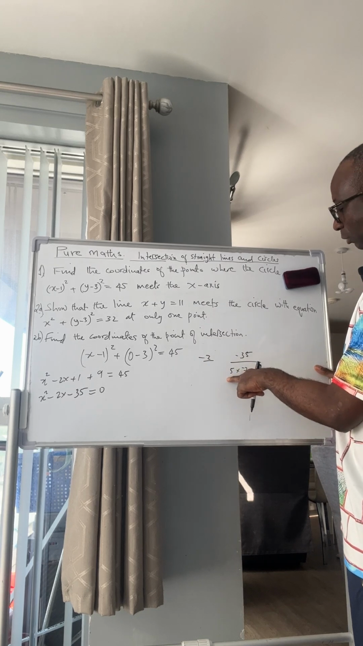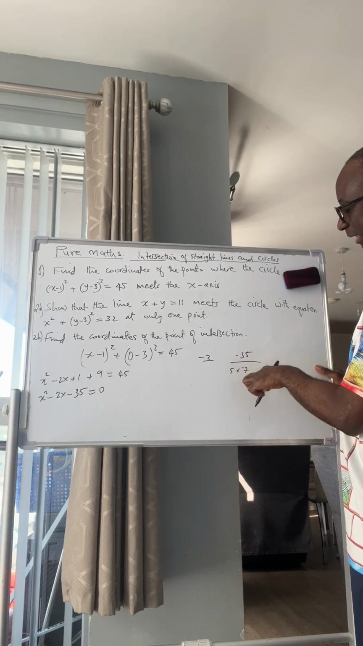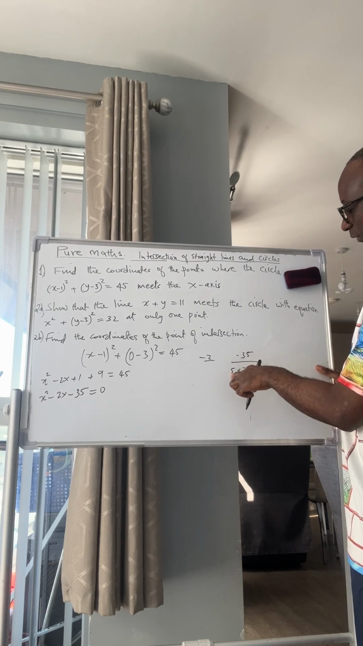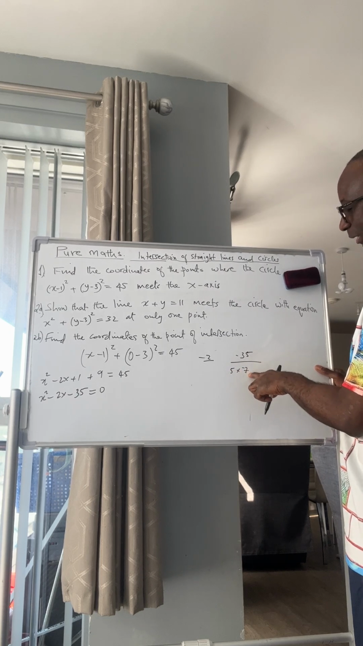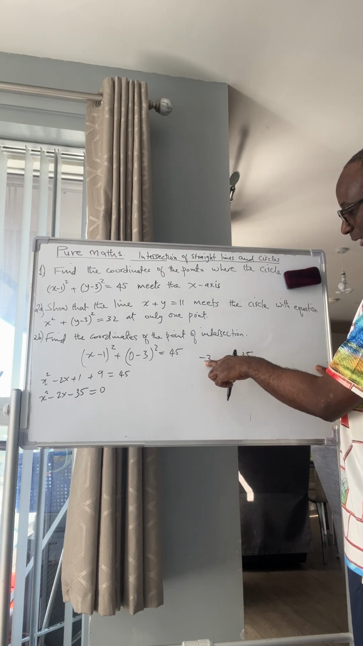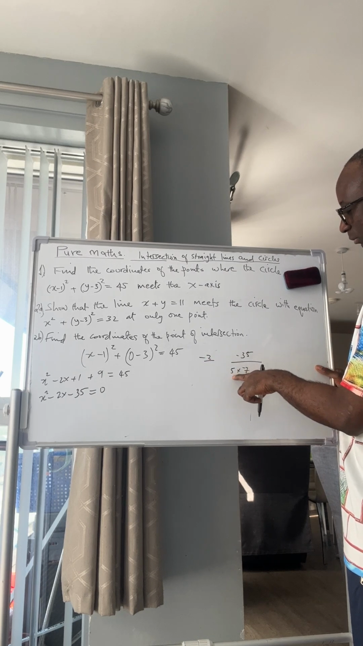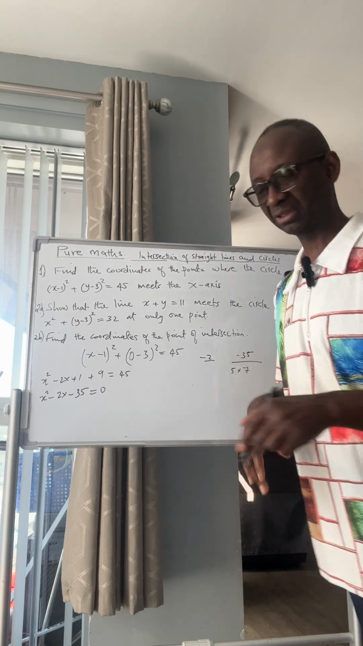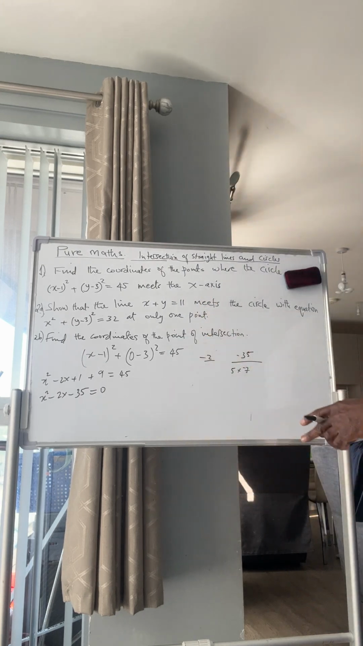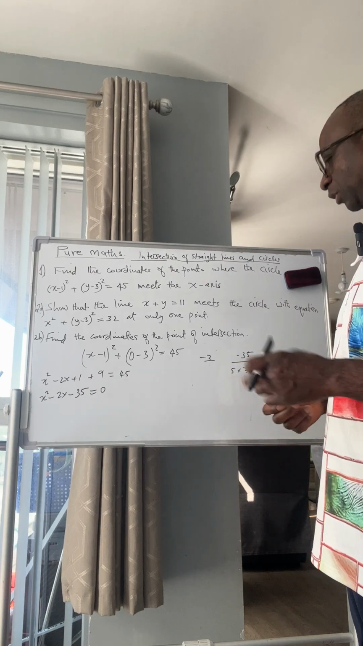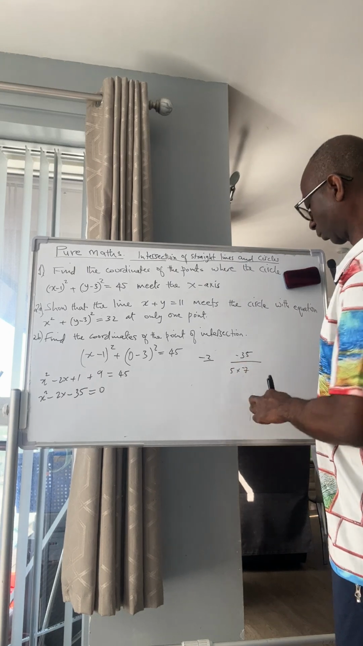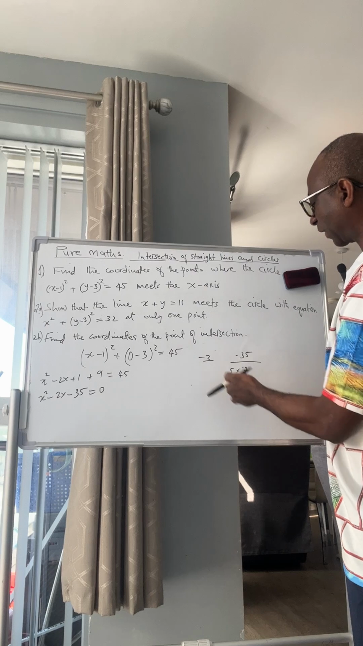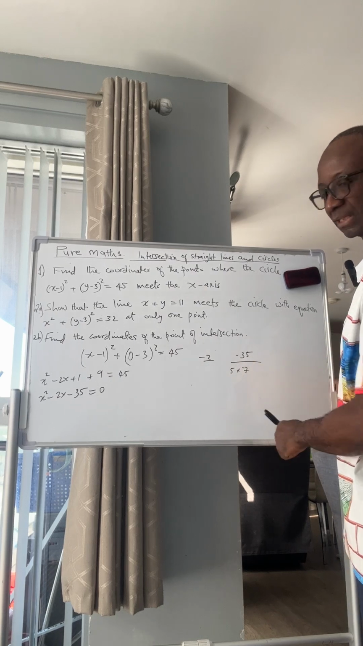So which two numbers, if you add them up, plus 5 minus 7, you get −2. That is what you want. If you multiply both of them together, 5 times −7, you get −35. This is quadratic equation. I'm just trying to explain for the benefit of those who don't know this method. So your factors are 5 and −7.